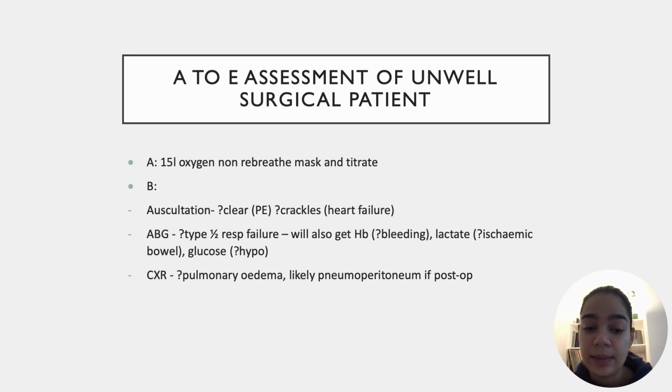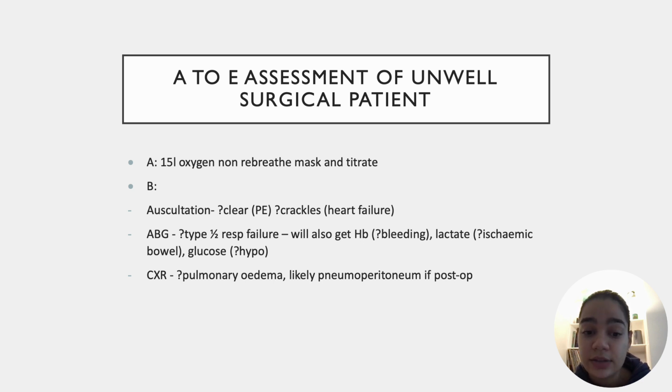You want to take an ABG to see if there's any type 1 or type 2 respiratory failure. You'll also get an HB on your ABG to look for any signs of bleeding, and a lactate, which could indicate if there's an ischemic bowel. Glucose could also be helpful in case this is a hypoglycemic episode.